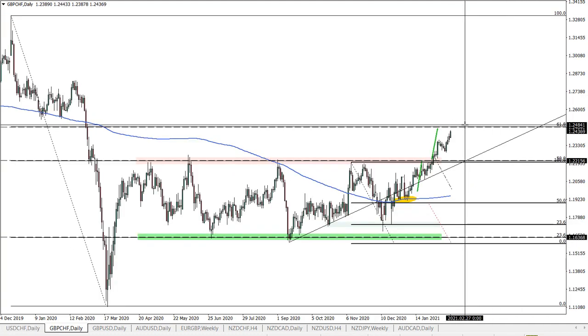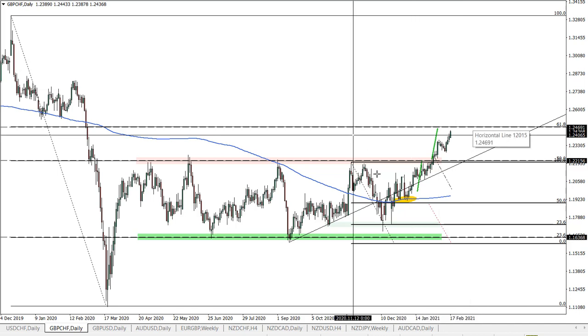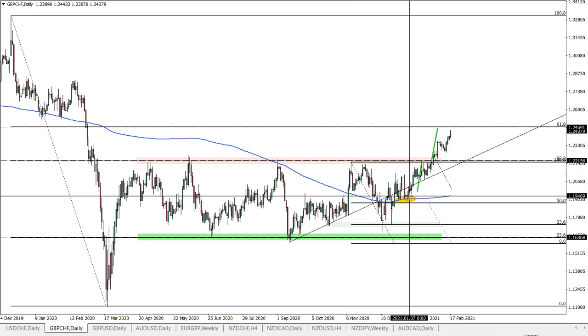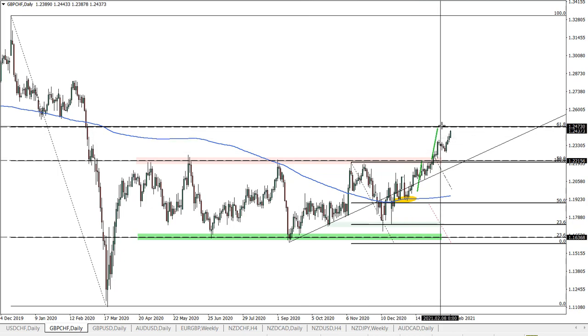Pound Swiss franc nearly testing the second resistance. So finally we're approaching the second resistance, and this has been lasting for quite some time. We shared this idea when the price was at the 1.1950 area. So we're already having this strong 500 pip move, and there is not so much to go towards the second resistance.